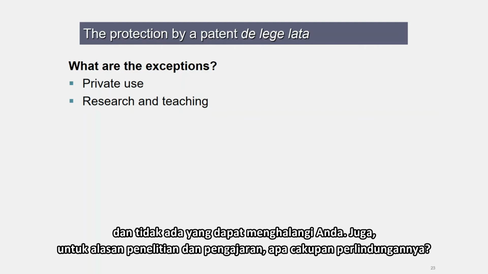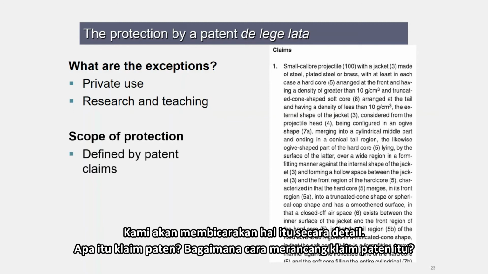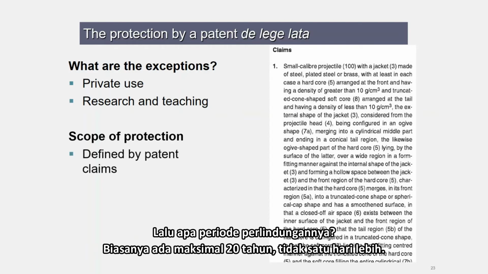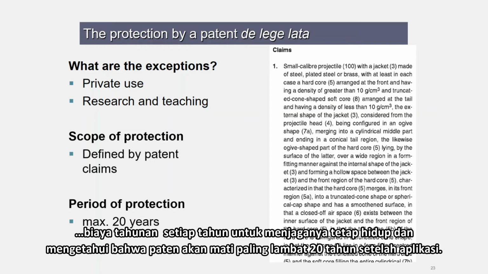What is the scope of the protection? The scope of the protection is defined by the patent claims, and these are a very important part of the patents. We are going to talk in detail about that. What is a patent claim? How to draft that patent claim? And then what is the period of protection? Normally, there is a maximum of 20 years, not one day more. So once you applied for the patent, you will be given some time, and then you have to pay annual fees each year to keep it alive, knowing that the patent will die at the latest 20 years after the application.